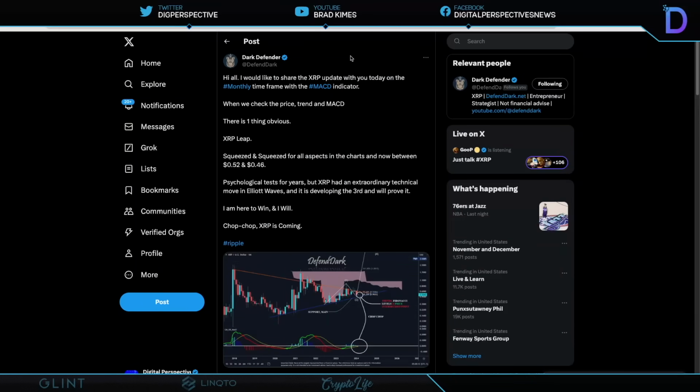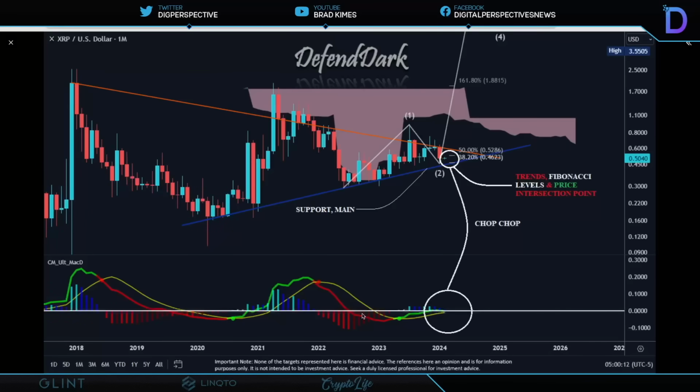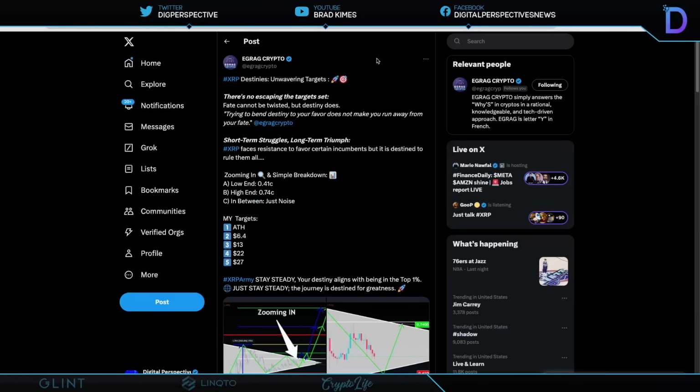And here we have from Dark Defender, who says, squeezed and squeezed for all aspects in the charts and now between 52 and 46 cents. Psychological test for years. But XRP had an extraordinary technical move in Elliott waves, and it is developing the third wave and will prove it. I'm here to win, and I will. Chop, chop, XRP is coming. As you can see, there's the chart right there. You can see the MACD right here. Right, you can see where we are in the triangle. All of it's there. Let's take a look now at Egrag Crypto as well.